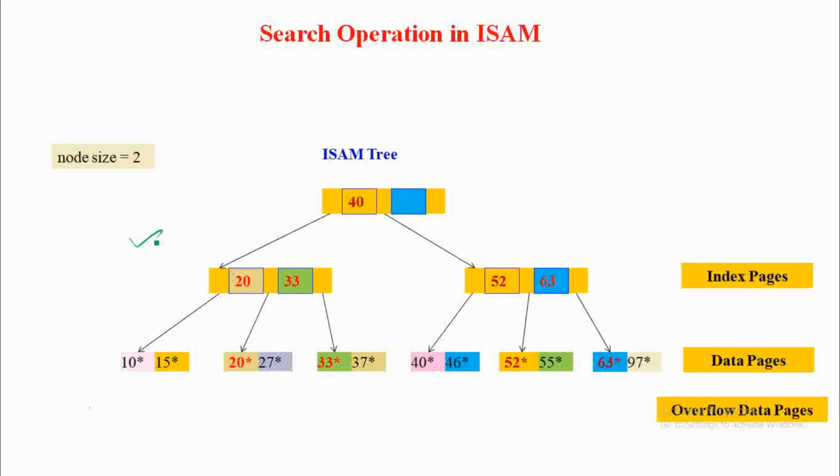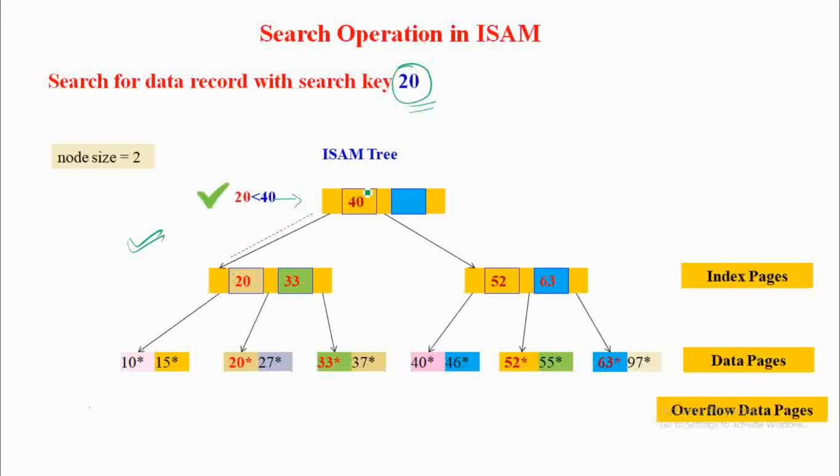Just take this ISAM tree. Now we are going to perform a search operation for finding the record having the search key value 20. To access this record, what is the first step? The first step must start at the root node. Accordingly, the search key value must be compared with the key value in the root node. If it is less than that of the root node, then we must follow the left pointer. Since it satisfies that condition, now the search follows the left pointer.